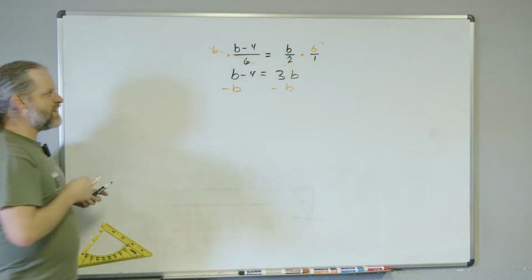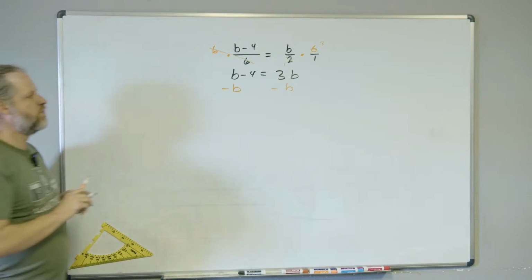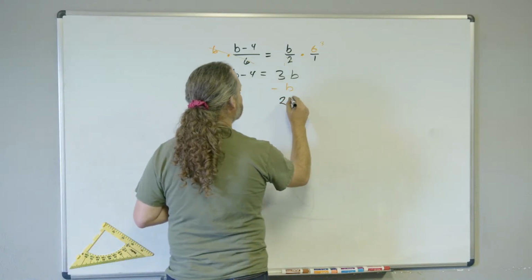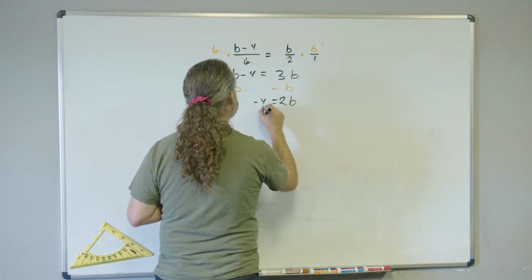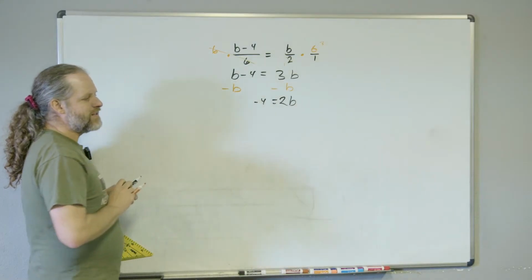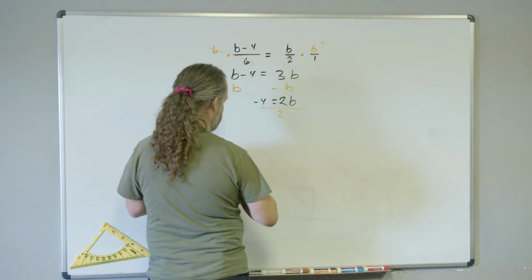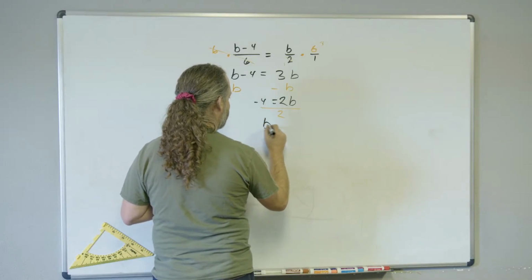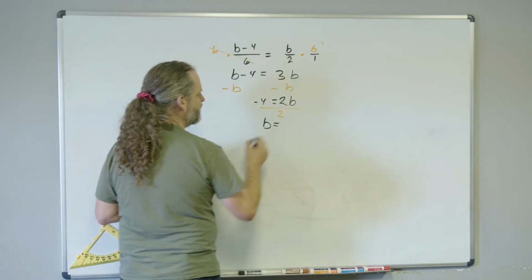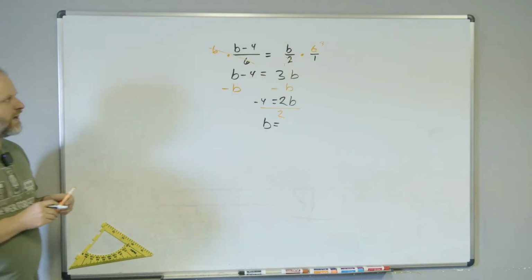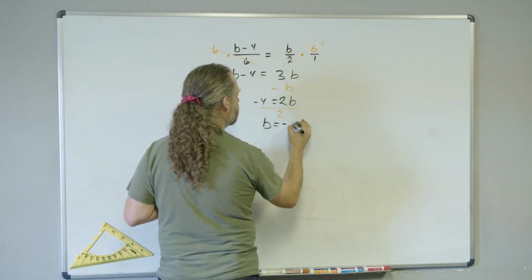What is 3b minus b? 2b or not to be? That is the question. Now what? Divide by 2. And then now after we've had a good cry, b equals what? Negative 2.